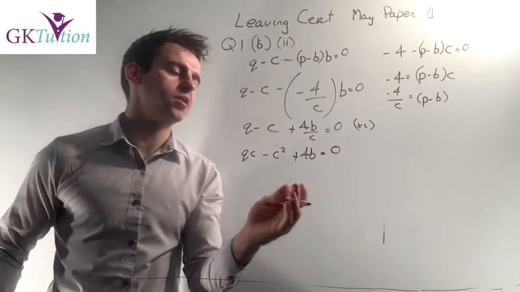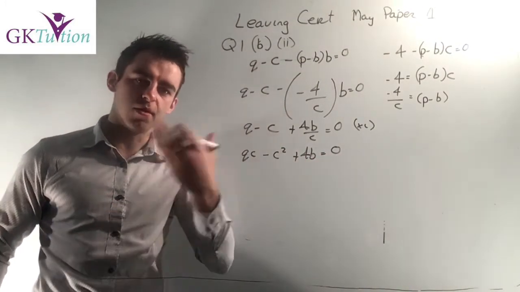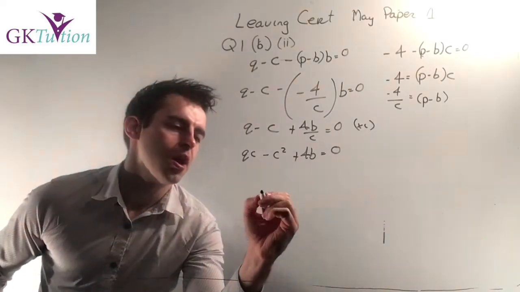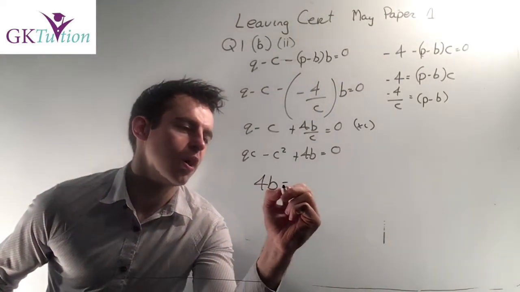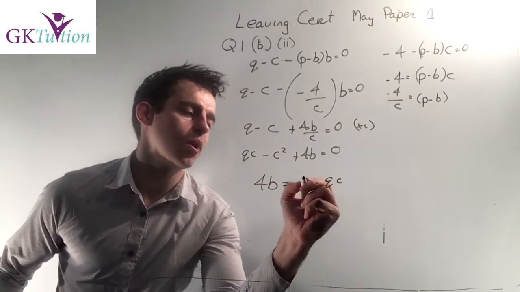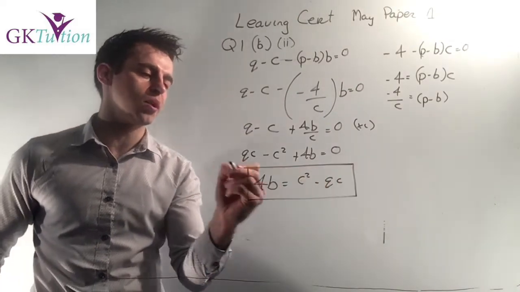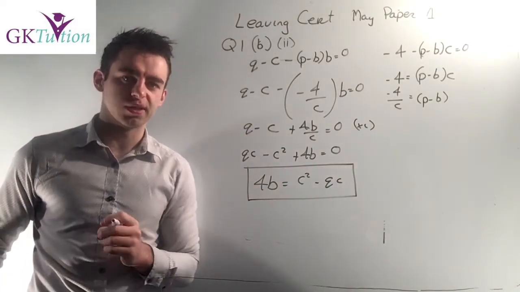Now, all we were asked to do, if you look at the way we have to leave the question, is leave the 4b on this side and bring everything else to the other side. So if I just bring everything else across, the qc will become minus qc, and the minus c squared will become plus c squared. So 4b is equal to c squared minus qc, which is what I was asked to prove.